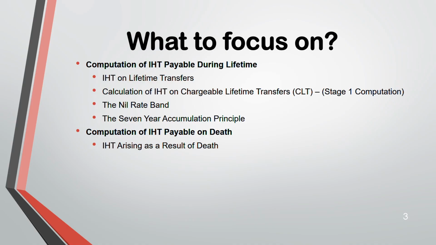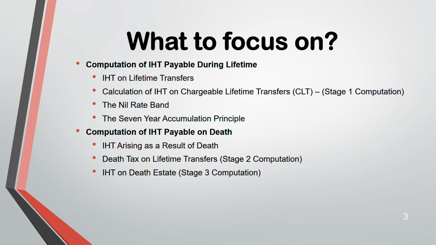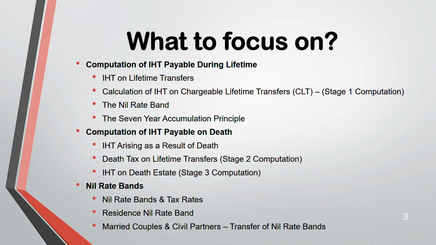So IHT arising as a result of death, this is known as stage 2 computation. Death tax on lifetime transfer. Then IHT on death estate. This is stage 3 computation. There are 3 stages: stage 1, stage 2, stage 3. We will be going through all the 3 stages in this lecture. Then the nil rate band and the tax rates. Residence nil rate band. This residence nil rate band is only when you are inheriting a residence. And for married couples, the transfer of nil rate band. They can transfer their nil rate band among themselves. Nil rate band means up to an amount, it is not chargeable to IHT.